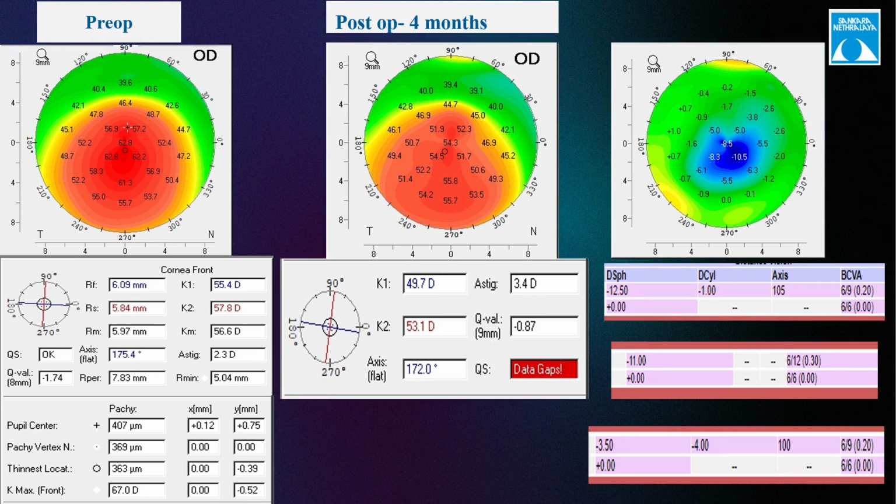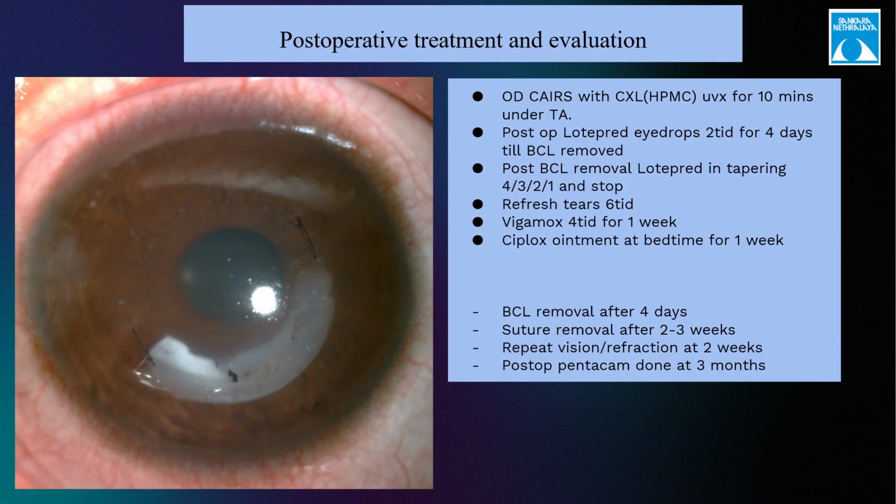And below that, if you can see over here, the three places are describing the evolvement of the patient's vision. So immediately post-op, the patient was having a sphere of minus 11, no astigmatism. Post 4 months, that same patient had a vision of minus 3.5 sphere, minus 4 cylinder at 100 degrees, and 6/9 vision. What is the post-operative treatment and evaluation that we are doing for all the patients?